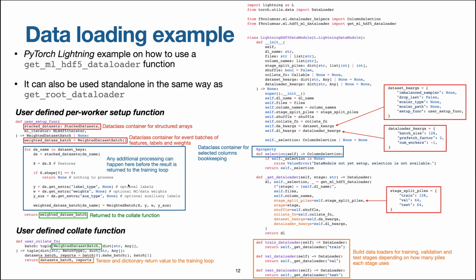And basically how this works is that you have a user-defined per worker setup function and a user-defined collate function. And in each of these functions, the user specifies what they want to do with their data from the HDF5 file. So here, again, some additional preprocessing can happen. And this is, again, run inside the data loader in parallel. Okay, so here is an example. I won't go into detail.